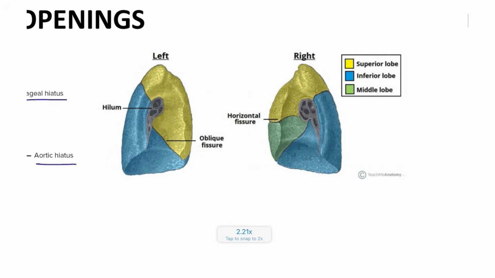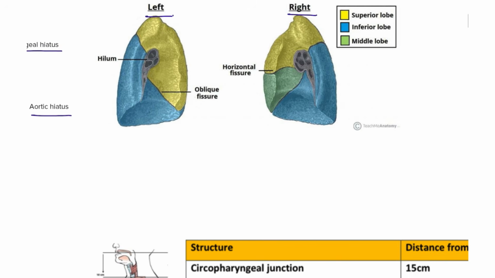Next, let's see the lung hilum. The lung hilum is a potential question. This is the right side of the lung. This is the left side of the lung. In the right side of the lung, we have the structures passing here. The hilum contains the eparterial bronchus.